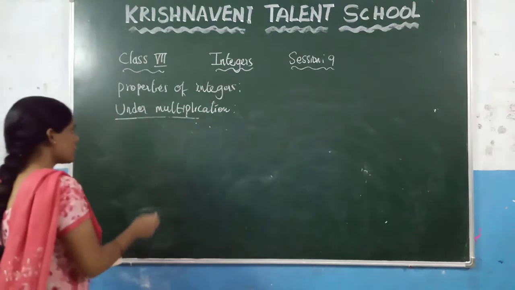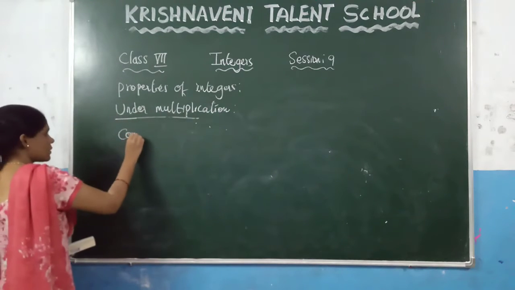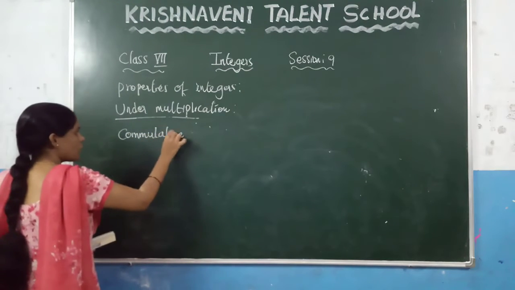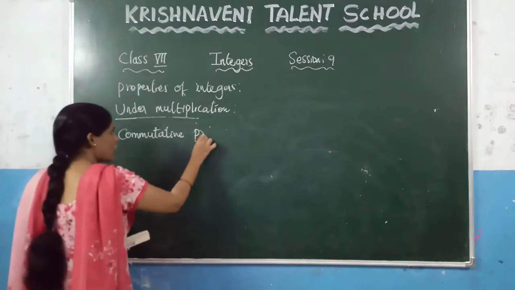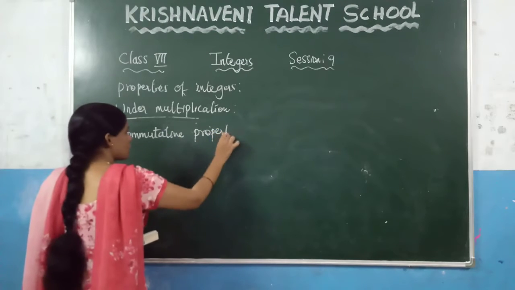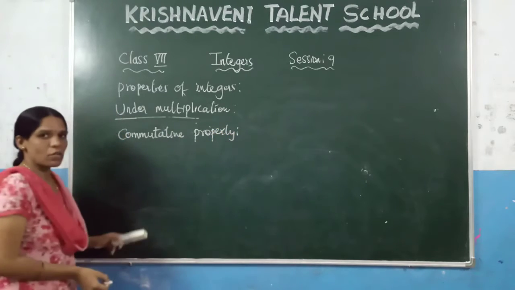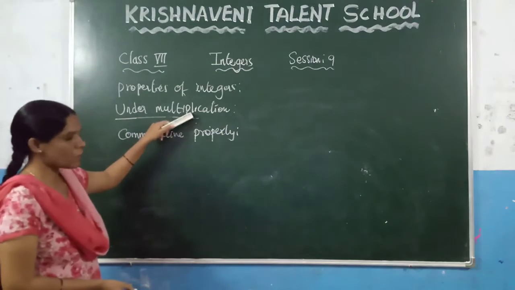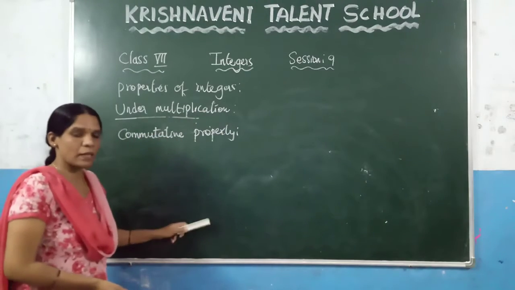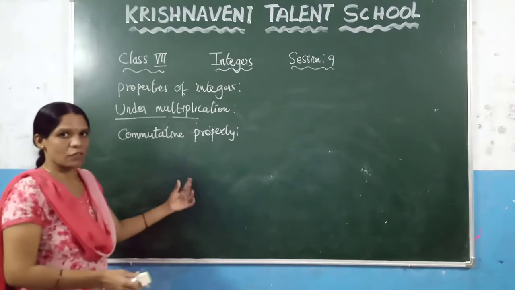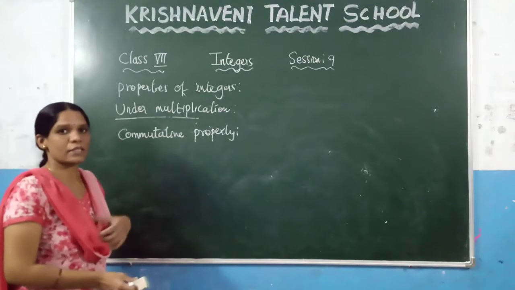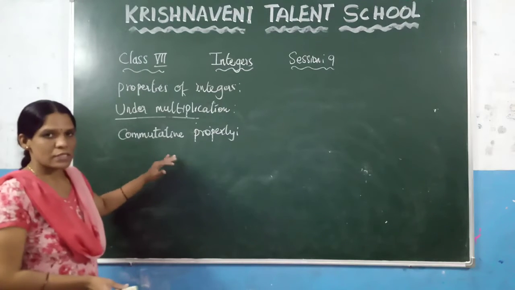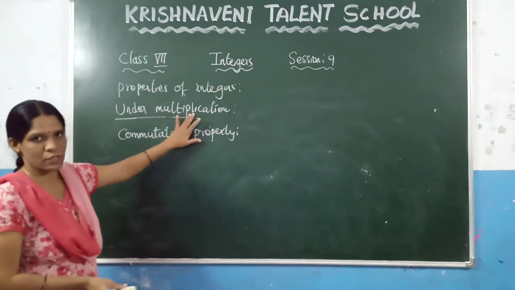What it states here: if you take any two numbers under addition, as we have discussed, if you add those integers and change their order, you get the same result. Here, since we are talking about multiplication, if you multiply two integers and change their order, you have to get the same result.